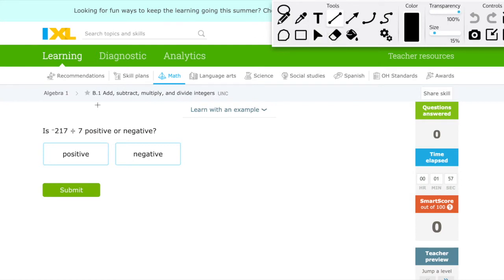For this one, I am going to be using IXL B1 in Algebra 1 to act as kind of a template for what we're doing here. Okay, so the first one asks, is negative 217 divided by 7 positive or negative? So that brings us to one of the rules that it wants to hammer home in this chapter 0 lesson, basically something you should know coming into Algebra 1, and if not, we're trying to catch that up really quickly.